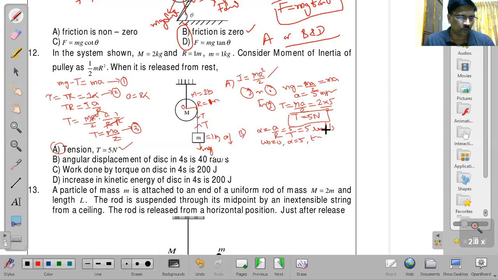After time t is equal to 4 seconds, it is given 4 seconds. What is the angular displacement? They asked, theta is equal to question mark. So theta is equal to omega naught t plus half alpha t square, just like s equal to ut plus half at square. Everything is known. It is 0 because omega naught is 0. Then half alpha means 5 into t square means 4 square. 4 square means 16. 16 by 2 means 8. 8 into 5, 40. That's why theta is equal to 40 radians you will get.